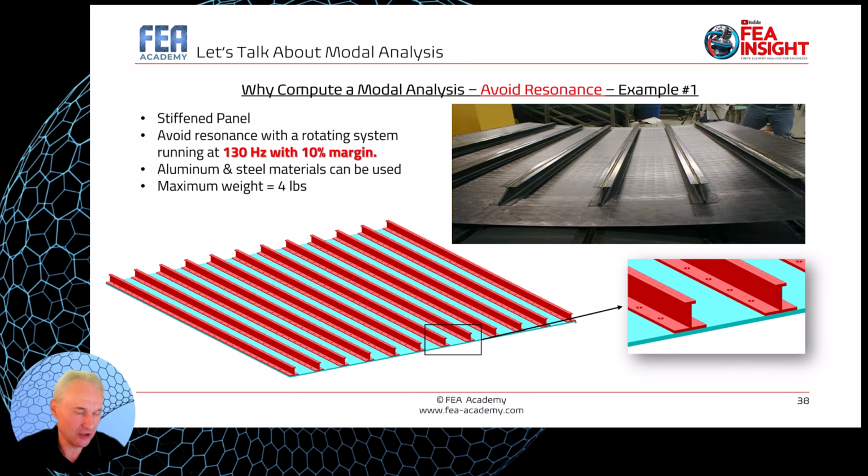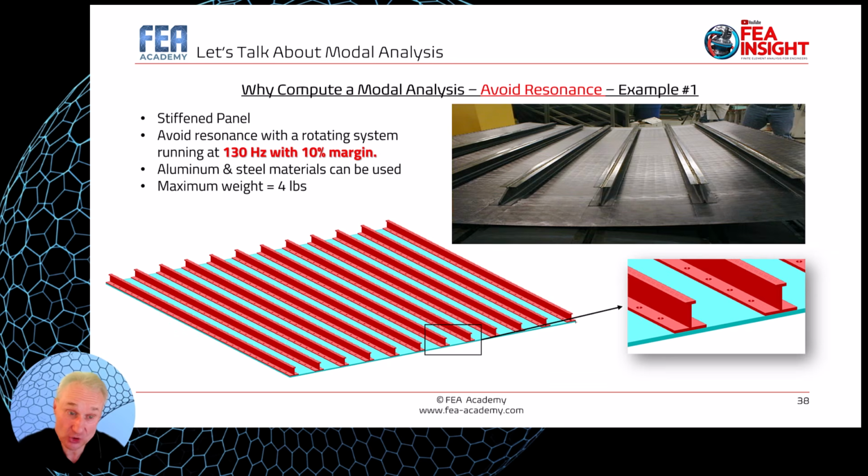At the beginning, you are allowed to design the stiffness panel using aluminum and steel materials. It's up to you. But you have a constraint: a maximum weight of 4 pounds. So you have the choice. You can build several configurations of the stiffness panel and test them with the excitation at 130 Hertz and verify if the panel is destroyed by the excitation.